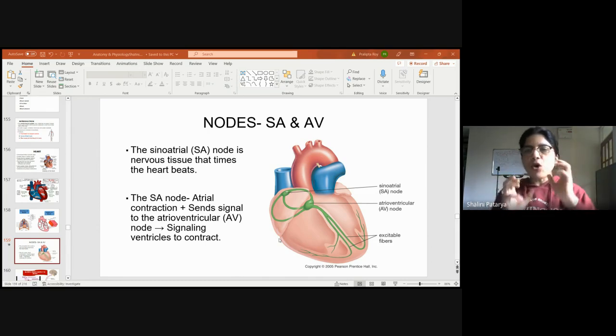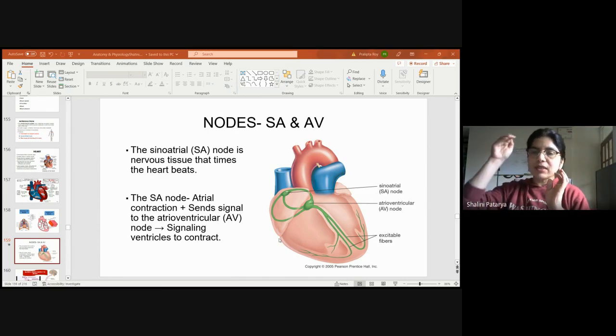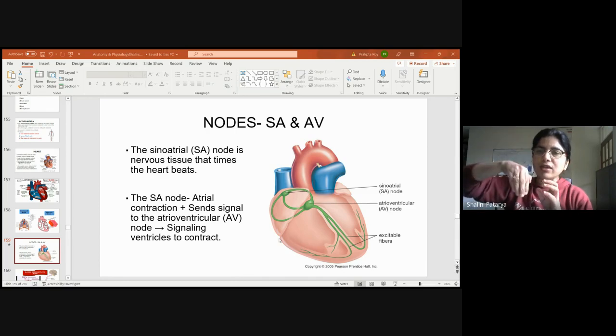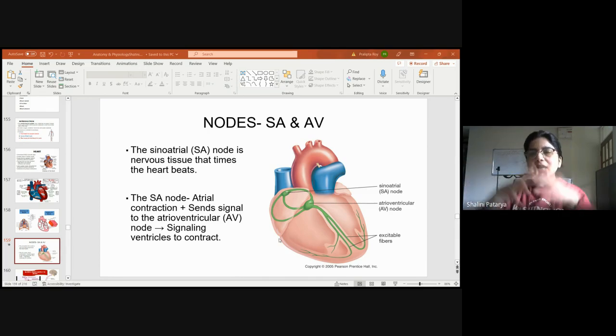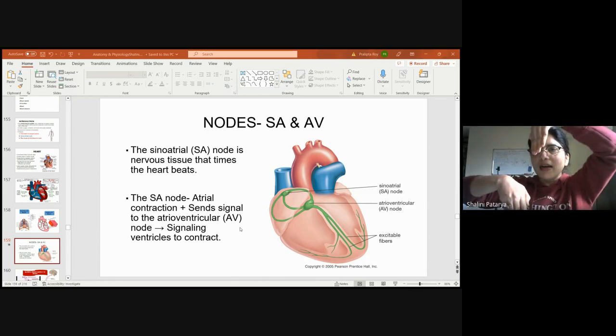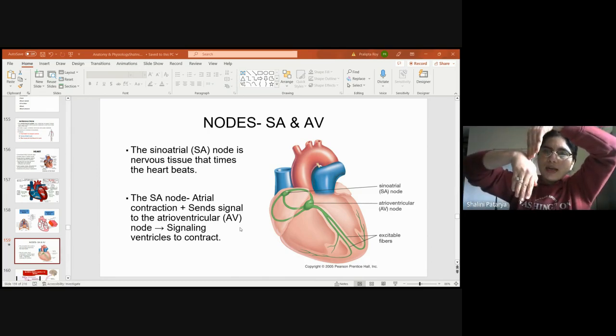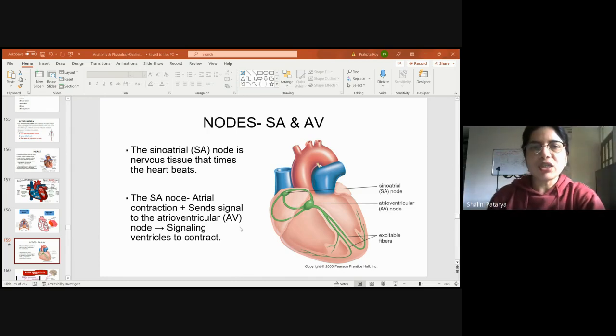These activities happen because your nervous system is giving signals, the action potential is happening, and these signals let your heart understand that now it has to contract or relax. Those signals happen because of the sinoatrial node. The first one is the sinoatrial node, the second one is the atrioventricular node. Why? Because we are going from atrium to ventricle, so it is the middle point: atrium and ventricle. And the last one is just these excitable fibers.